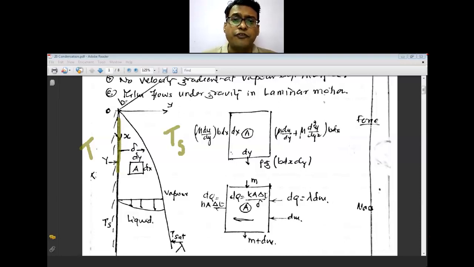B is the width of this plate. So you can imagine that on one side of this plate the temperature below the saturation temperature is available, and on the other side the vapors are available. So vapors will get condensed because on this side the temperature is lower. So the vapors are bound to get condensed on this surface.